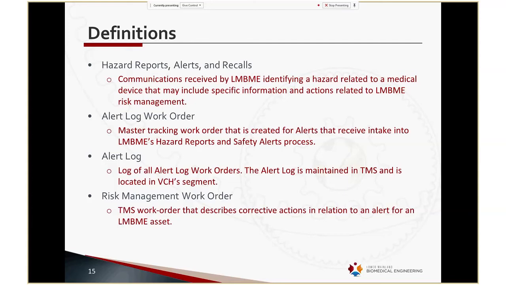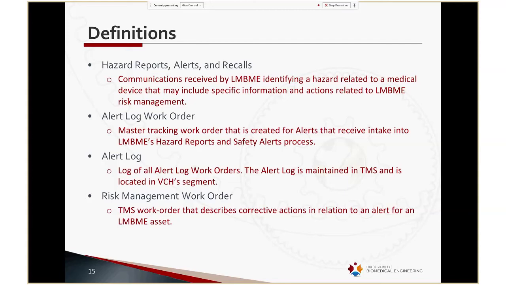The alert log is the compilation of all of the alert log work orders. The alert log is maintained within TMS, and it's located in VCH's segment. When the database was set up, all of the alert log work orders had to reside in a place, and they couldn't reside in the common segment. So the alert log work orders for Fraser Health Authority, Providence Healthcare, Provincial Health Services Authority, as well as Vancouver Coastal Health, are all contained within the Vancouver Coastal Health segment in TMS. Some of this probably seems a bit abstract, but in the next two slides, Laura's going to show you what this looks like in practice.